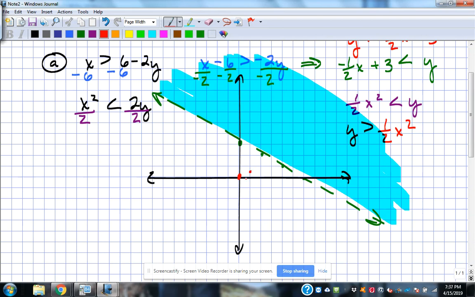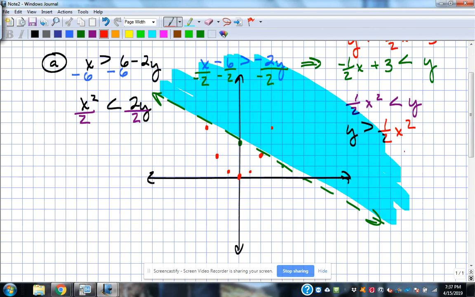At -1, I'm at 1/2. At 2, 2 squared is 4. Half of 4 is 2. And same thing happens at -2. If I go to 3, 3 squared is 9. Half of 9 is 4.5. So 3, 4.5. That gets me a pretty good idea of that picture.